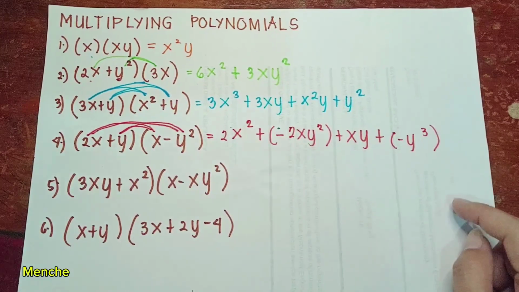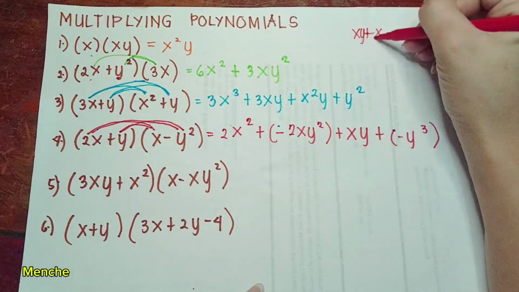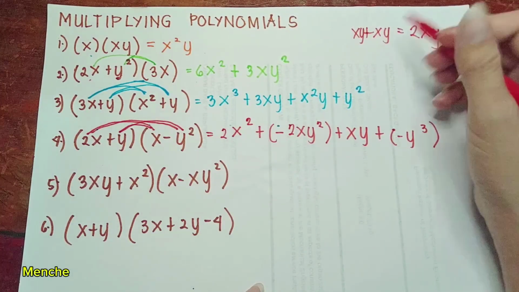In case there are like terms in our answers, we just need to add or subtract them. For example, we have xy plus xy, so just add them, that is 2xy.